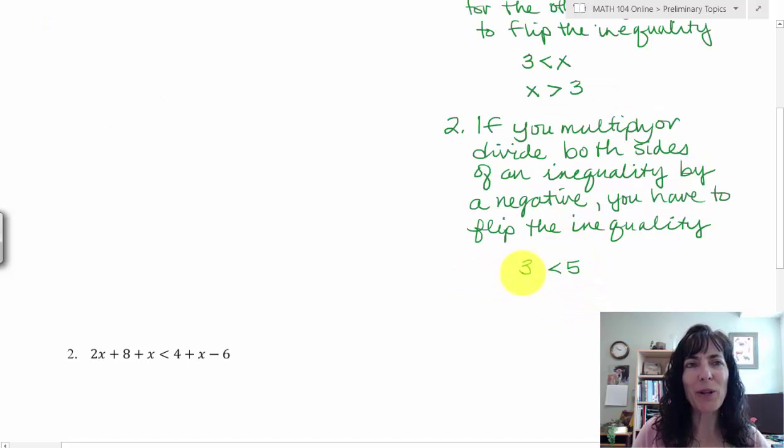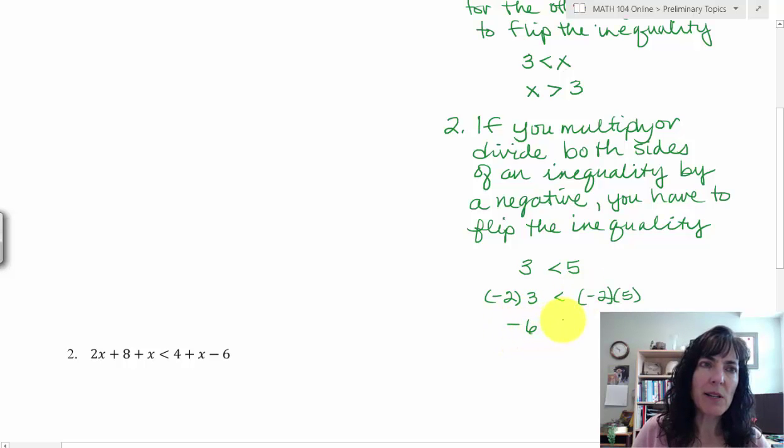So I think we can all agree 3 is less than 5, and if I go ahead and multiply both sides by -2, I end up with -6 is less than -10, and that's not true. It is not less than, but if I do flip the inequality like the rule tells me I must, then I'll have -6 is greater than -10, and that one is a true statement.